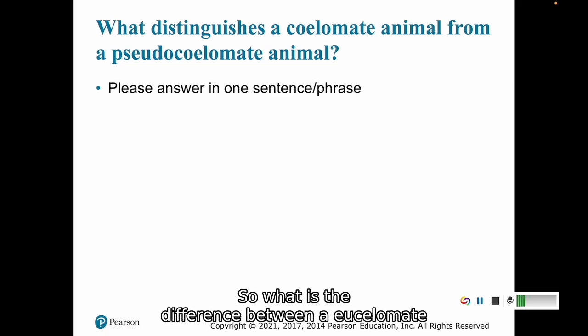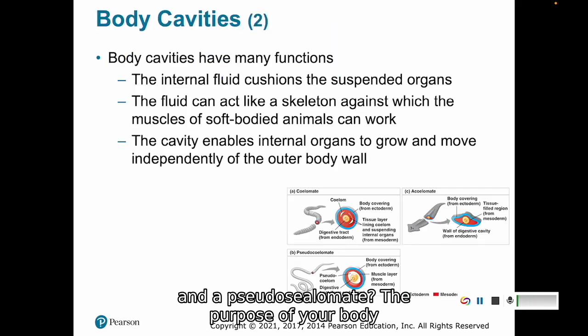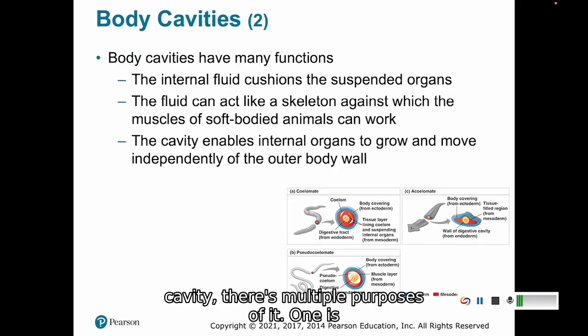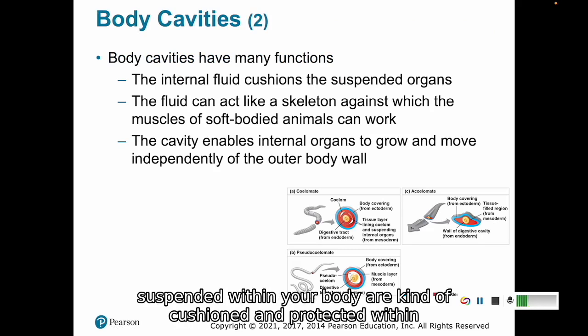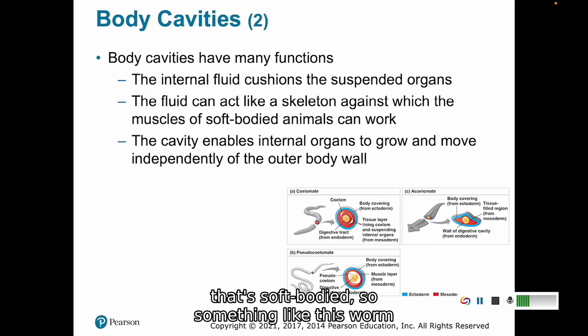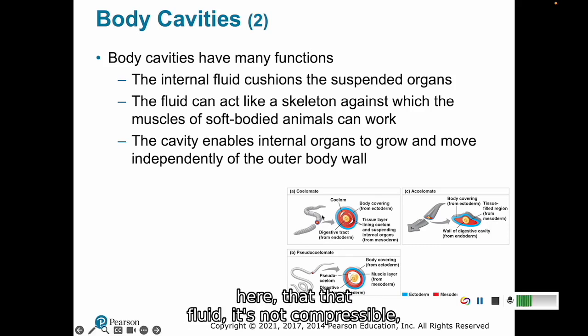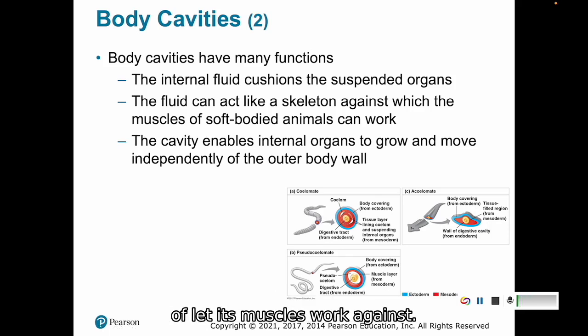So what is the difference between a eucoelomate and a pseudocoelomate? The purpose of your body cavity, there are multiple purposes of it. One is to cushion the organs. So the organs that are suspended within your body are kind of cushioned and protected within that fluid. In something that's soft-bodied, so something like this worm here, that fluid is not compressible, so it acts as a sort of skeleton that it can let its muscles work against.